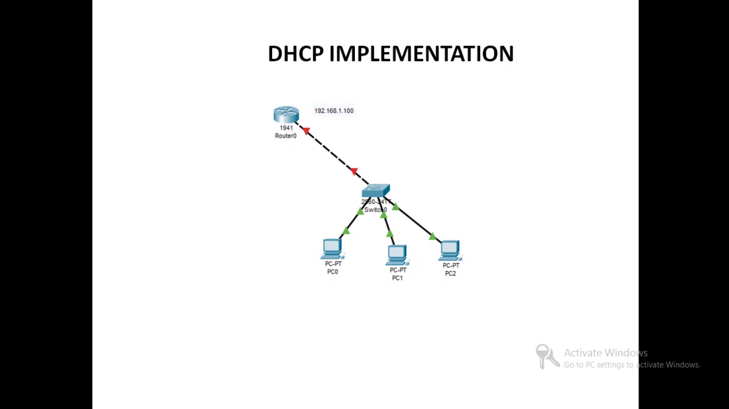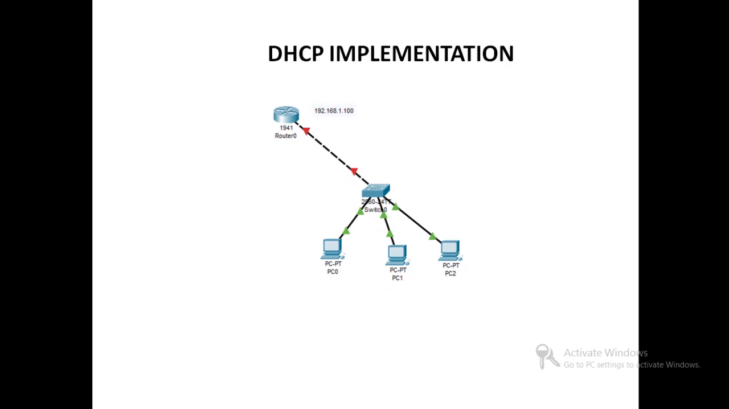To avoid that, we are going to use this router. One router, we are going to declare as a server, and from this server the IP addresses will be given automatically to all the devices connected to it. It is done by a protocol called DHCP, the Dynamic Host Configuration Protocol.